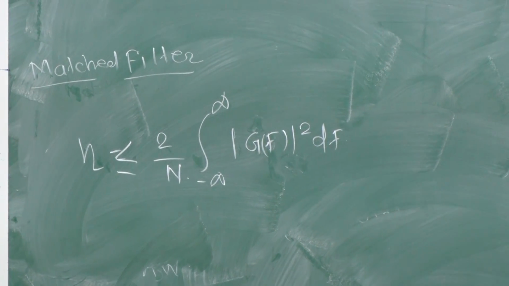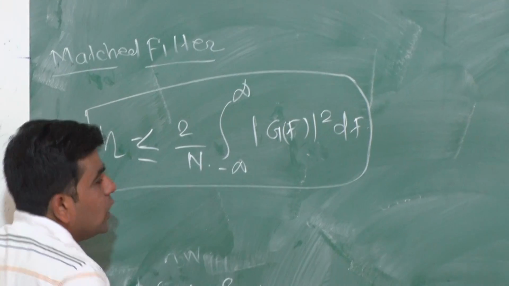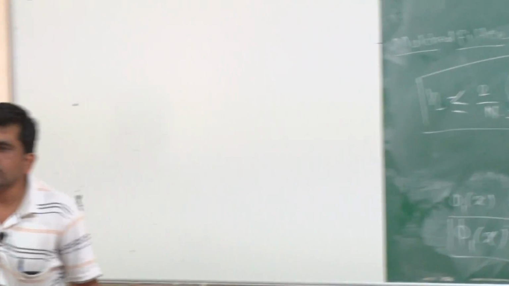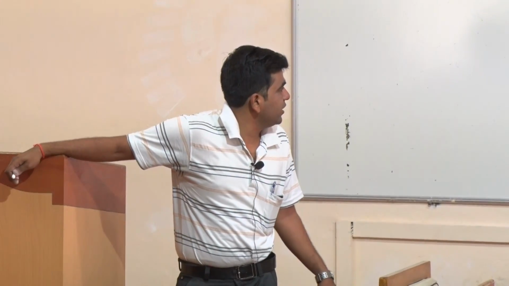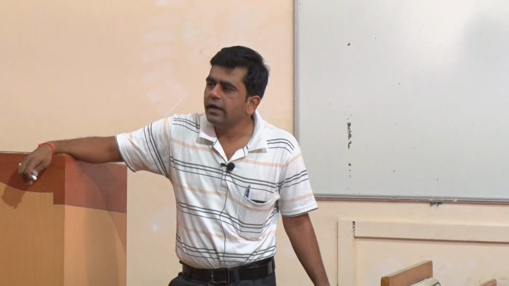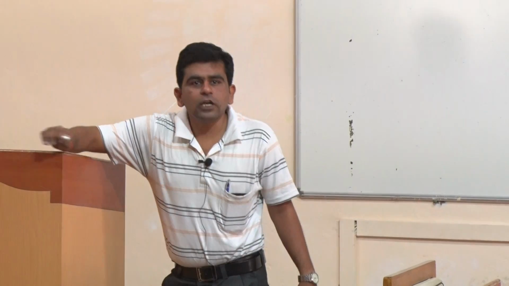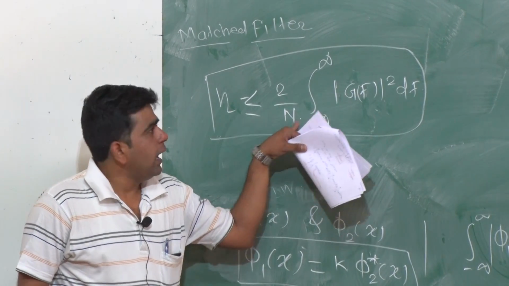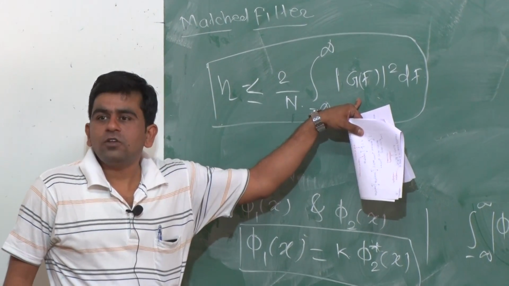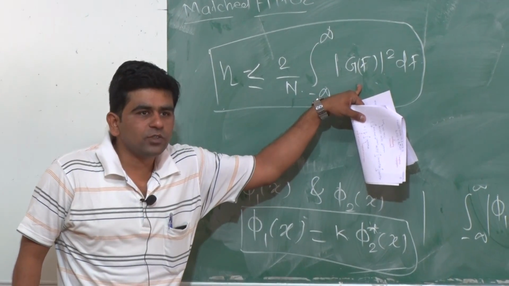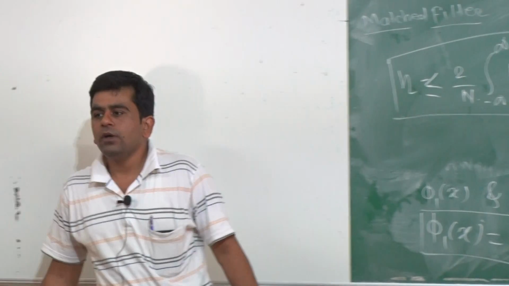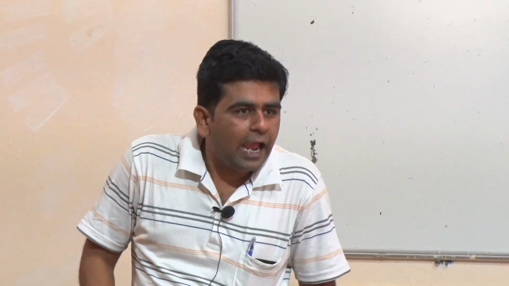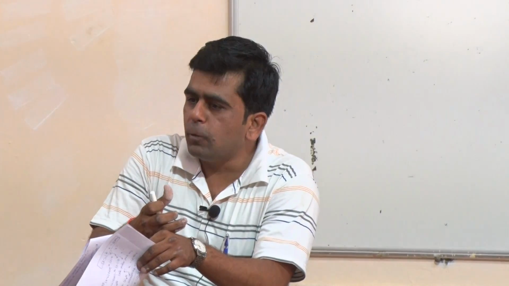Here we can see that the output signal to noise ratio is less than or equal to 2 by N. Here capital N is nothing but the noise power spectral density. So the output signal to noise ratio is mainly related with the power spectral density of noise capital N and the spectrum of your input signal, mod G of f square, the energy which is associated with your input signal G of f. Now we have to find out this output signal to noise ratio is less than or equal to, and we are interested in the maximum output signal to noise ratio.